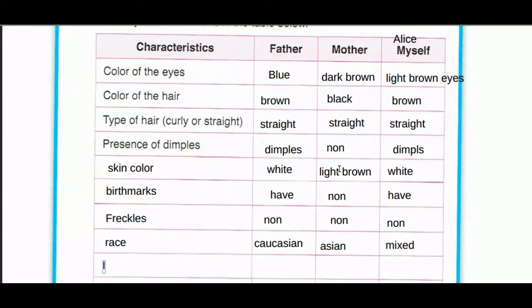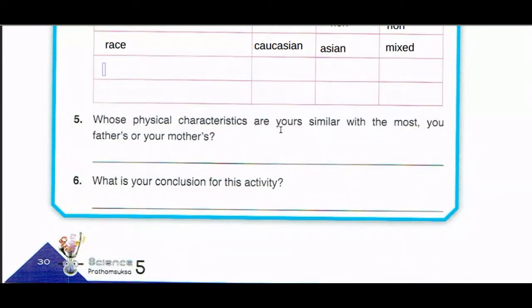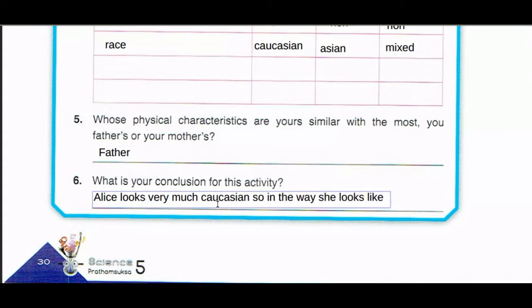When we go down now here: whose physical characteristics are yours similar to the most, your father's or your mother's? For Alice it is father. So what is your conclusion for this activity? For Alice, she looks very much Caucasian. So in the way she looks, she looks more like her dad. So Caucasian and Asian.